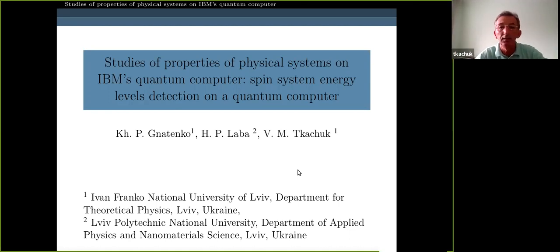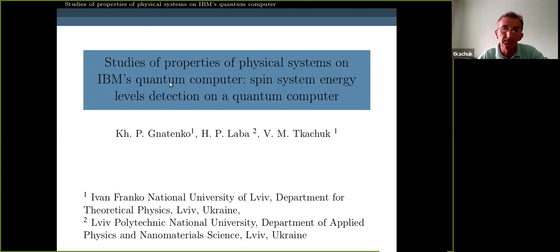Good morning. For me, it is a great pleasure to be here with this talk. First of all, I would like to thank the organizers, and especially Professor Tkachuk, for the invitation to our quantum group for presentation of results, not only research results but also teaching of students. But here I will focus just on our recent research results on quantum computing.